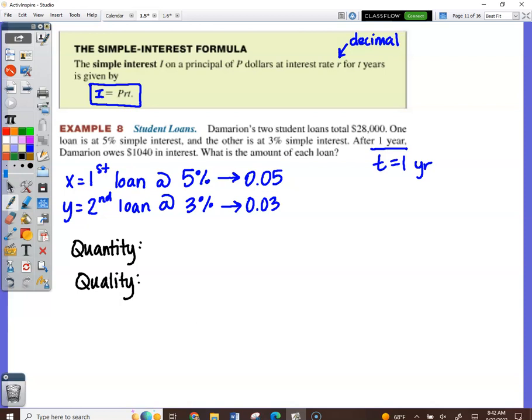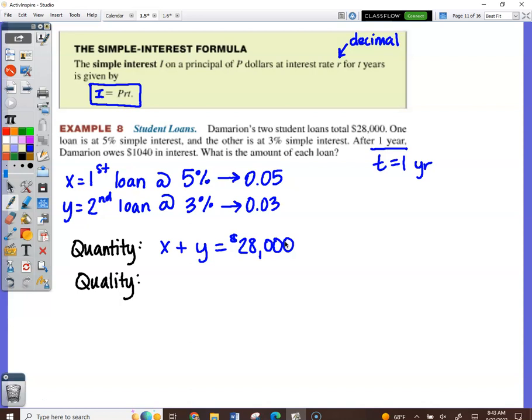Okay? So first, the quantity should be the easiest every time. That's the total. How much does he have in loans total? Total, $28,000. That's between the two loans, right? So the X loan plus the Y loan sums to $28,000. Does that make sense how I got that? Think of these as just blocks of numbers. Like he has this amount of money he took out, he has this amount, it adds to 28,000.